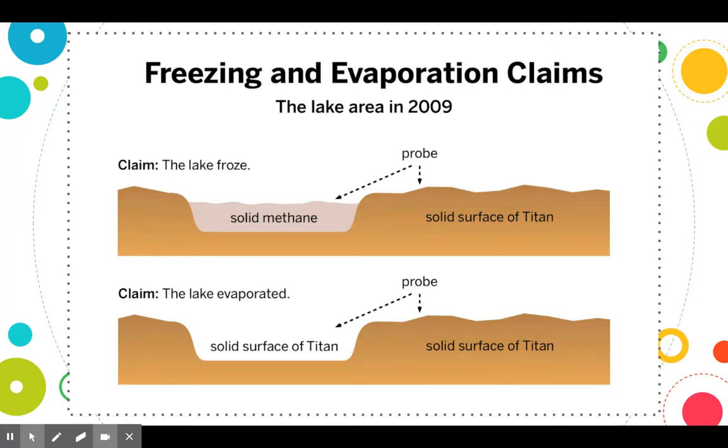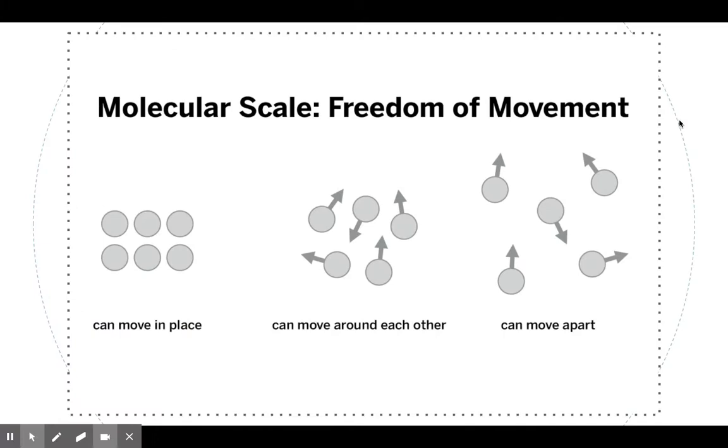To keep in mind, to ground us in why we're looking at all of this, remember the original question: we found this lake on Titan, Saturn's moon. There's a methane lake that we found that disappeared. There are two possible things that could have happened. Claim 1 is that the lake froze. Claim 2 is that the lake evaporated. We know now what freezing and evaporation mean, but we need a little bit more information to figure out what happened to the lake.